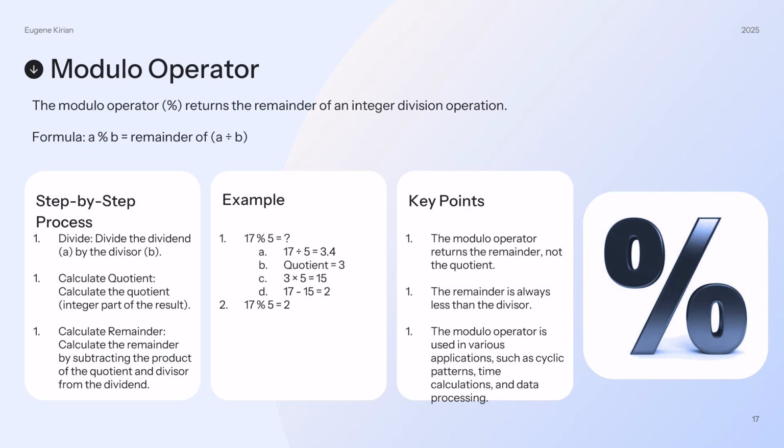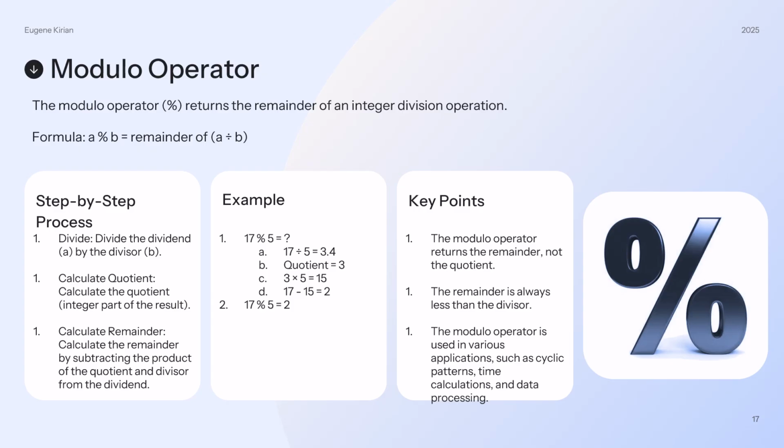We divide 17 by 5, getting a quotient of 3. Multiply the quotient by the divisor. 3 times 5 equals 15. And then subtract that from the original number. 17 minus 15 equals 2. So, 17 mod 5 equals 2.